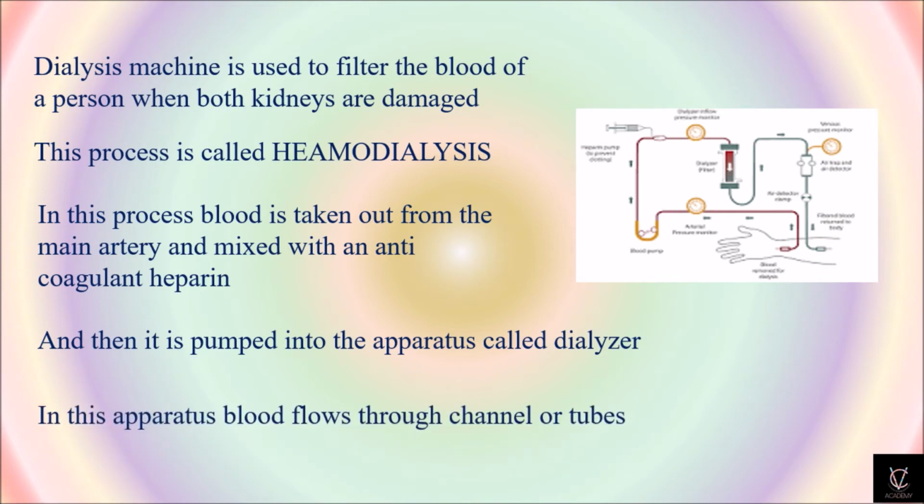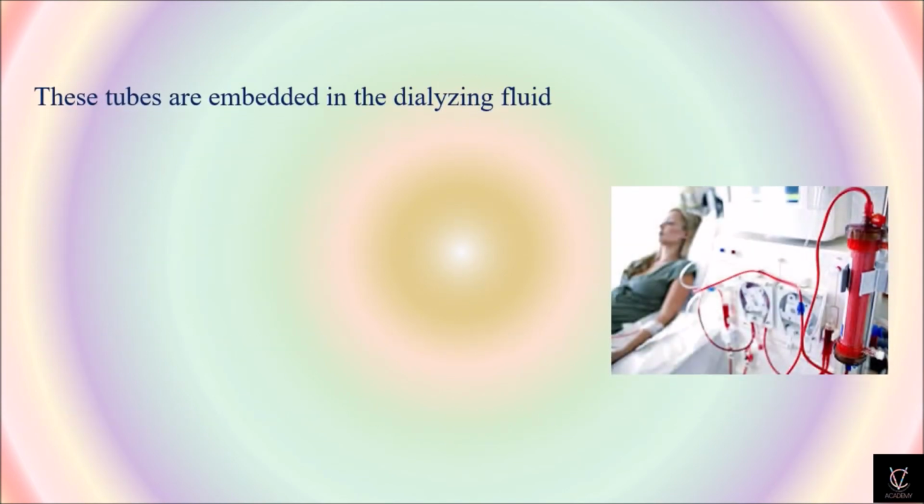And as we can see, in the dialyzer, blood flows through channels or tubes. How does the blood flow in the dialyzer? It flows through channels or tubes. These tubes are embedded in the dialyzing fluid. So what are the tubes embedded in? The tubes are embedded in dialyzing fluid.